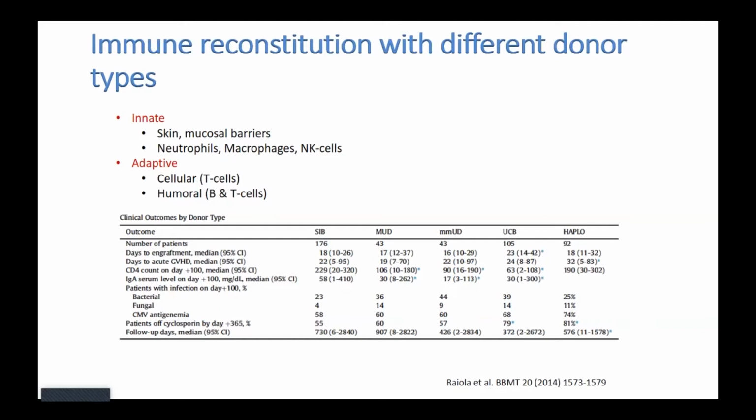This is a large study by Ciurea and colleagues that compared immune reconstitution after transplantation with different donor types. Post-transplant cyclophosphamide was used for haploidentical donors. They noticed that the median CD4 cell count at 100 days after transplant was 229 per microliter in the matched sibling donors. It was 190 after haplodonors, which was better than unrelated donors, cord blood donors, or mismatched donors.